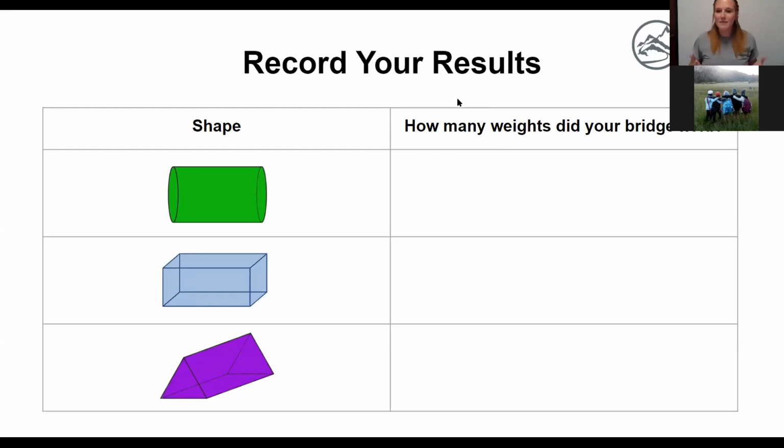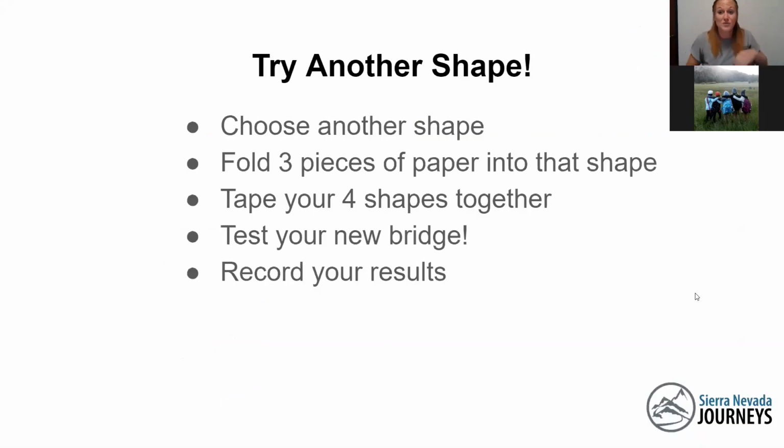Now, I noticed that my first bridge was not as strong as I had hoped. My rectangle bridge was not very strong. I noticed it's very wobbly. And last time we were together, engineers were telling me they want their bridge to not be wobbly. So I'm wondering if a different shape might be stronger than a rectangle. So I want to build another bridge. And this time I'm going to choose a different shape.